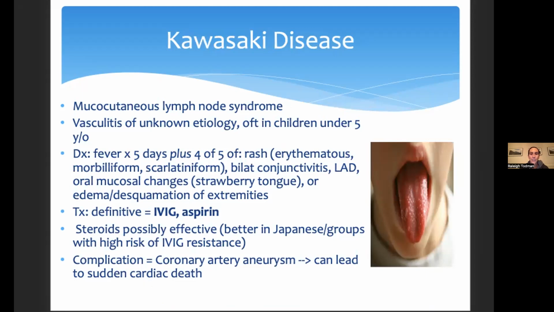The treatment is aspirin and IVIG. Steroids can be effective in groups, for example, apparently Japanese groups, who have a high resistance to IVIG. And the dreaded complication is a coronary artery aneurysm, which can cause cardiac death. So that's why this must be treated.